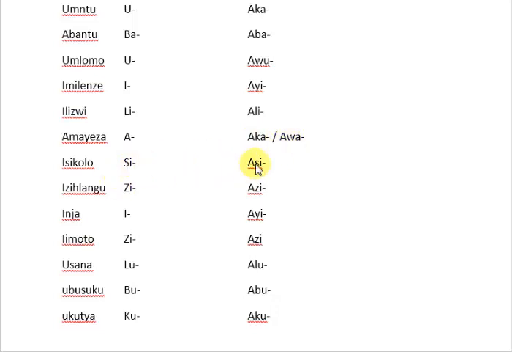Si, asi. Zi, azi. I, ayi. Zi, azi. Lu, alu. Bu, abu. Ku, aku. All characterized by the negative a at the beginning.